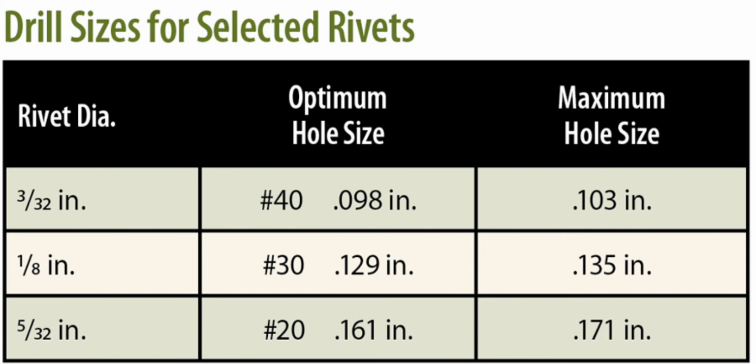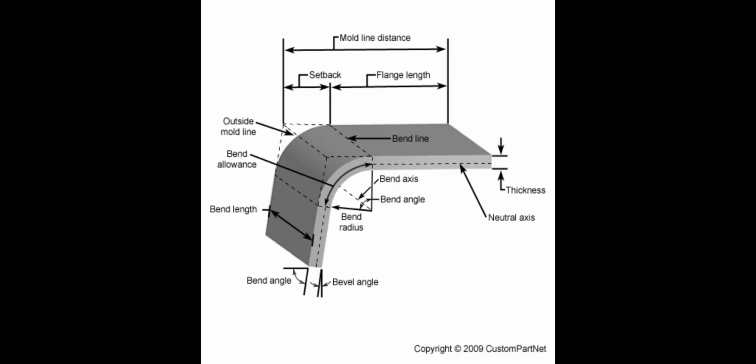What is the difference between thermoplastic and thermosetting plastics? Thermoplastics can be remelted and reformed. Thermosetting cannot. What determines the minimum bend radius? Material thickness. What is meant by setback? The jaws of a brake must be set back from the mold line. Radius plus thickness equals setback.